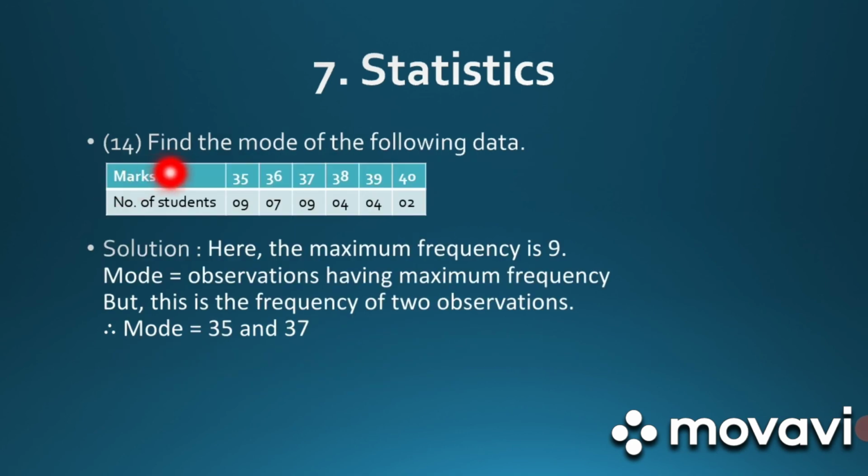Question 14. Find the mode of the following data. From the given table, we observe that the number of students who scored 35 marks is 9, 36 marks is 7, 37 marks is 9, 38 marks is 4, 39 marks is 4, and 40 marks is 2. Solution. Here, the maximum frequency is 9. Mode is equal to observations having the maximum frequency, but this is the frequency of 2 observations. Therefore, the mode is equal to 35 and 37.